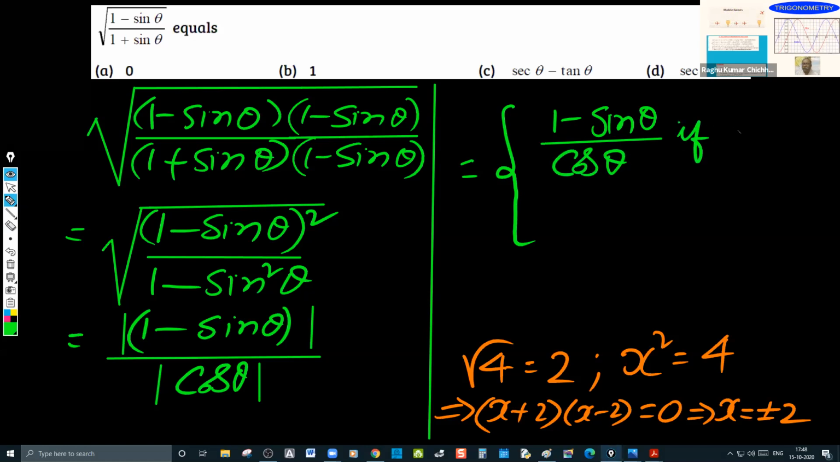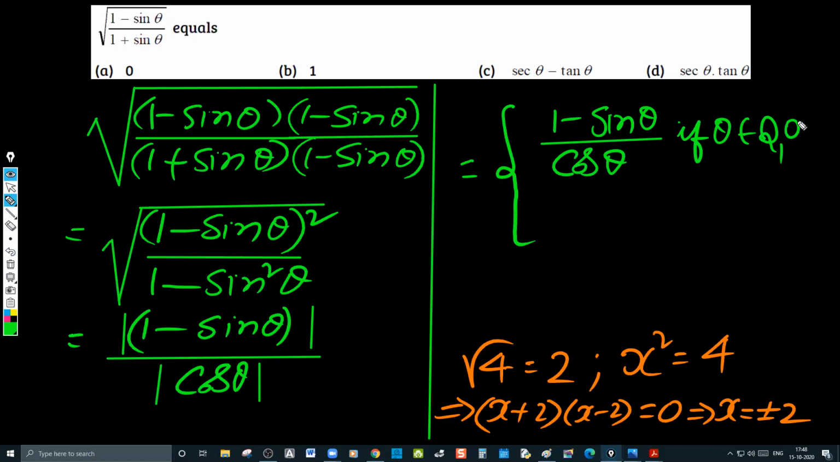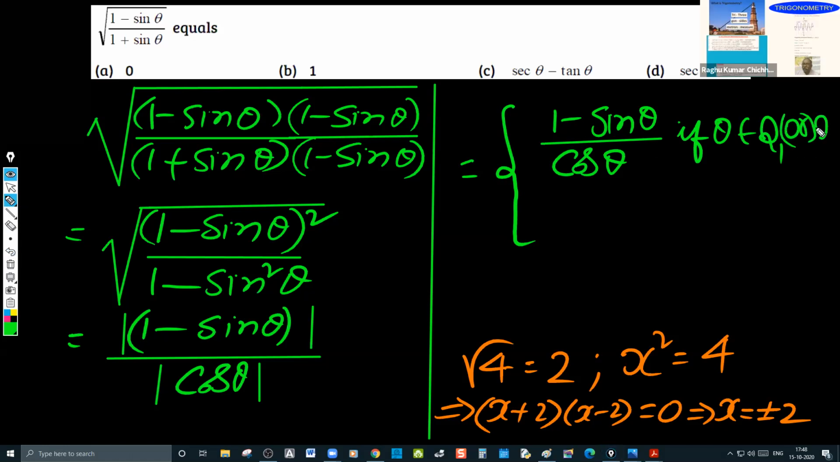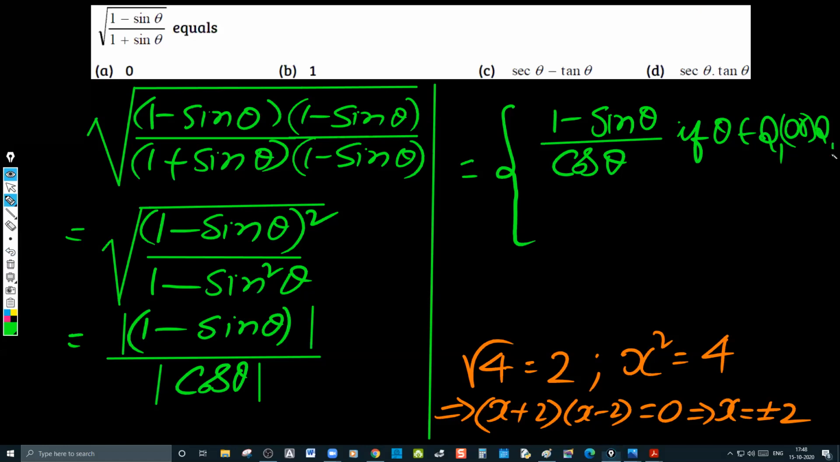If your theta belongs to Q1 or Q4. What is Q1, please? First quadrant. What is Q4? Fourth quadrant. Why do I write Q4 there? Any one of you? In fourth quadrant, cos is positive.